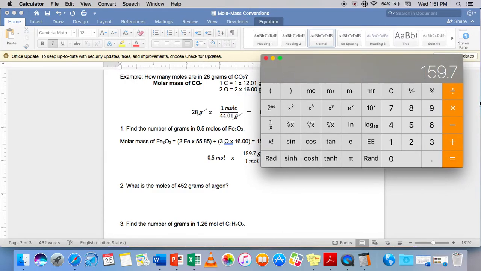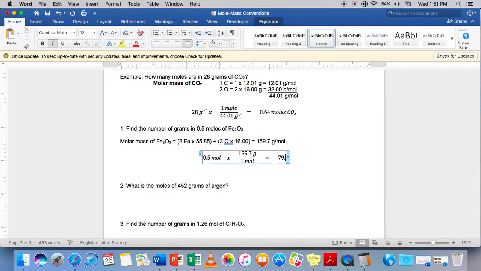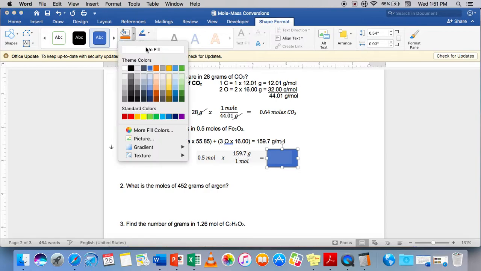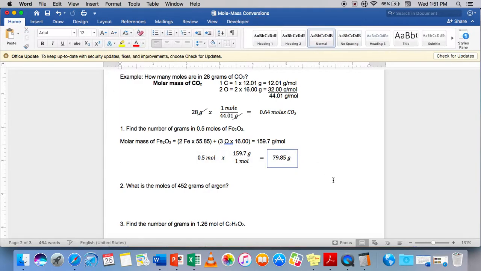Okay, so I have the 159.7. I'm going to multiply it by 0.5, and I get 79.85 grams. Okay, 79.85 grams. And just so we are clear, I'm going to box my answer. Make it very clear what my answer is. Okay, 79.85 grams.